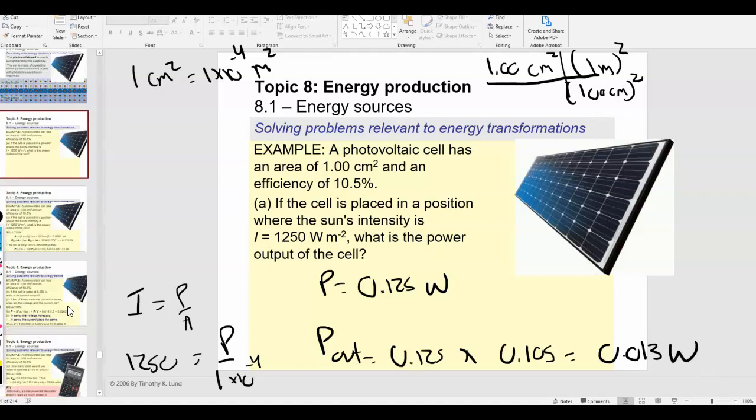When you're doing these calculations, they're not anything complicated. Just make sure you understand how to do square unit conversions, how the intensity I equals P over A equation works, and how to do efficiency calculations, stuff like that.